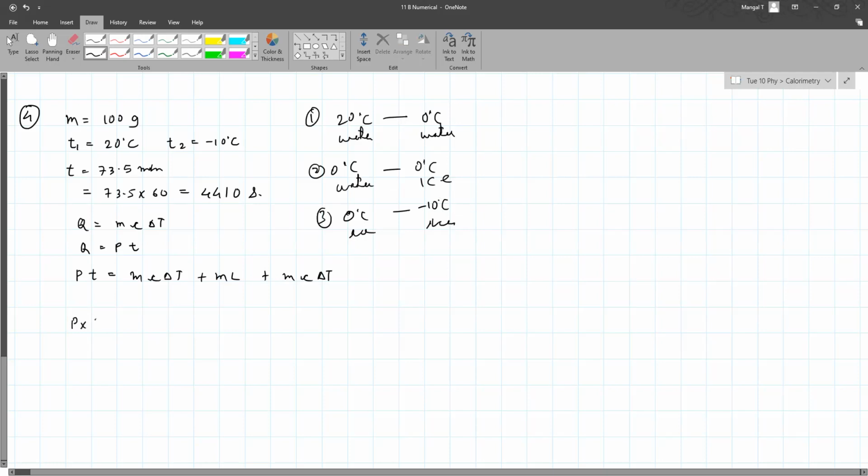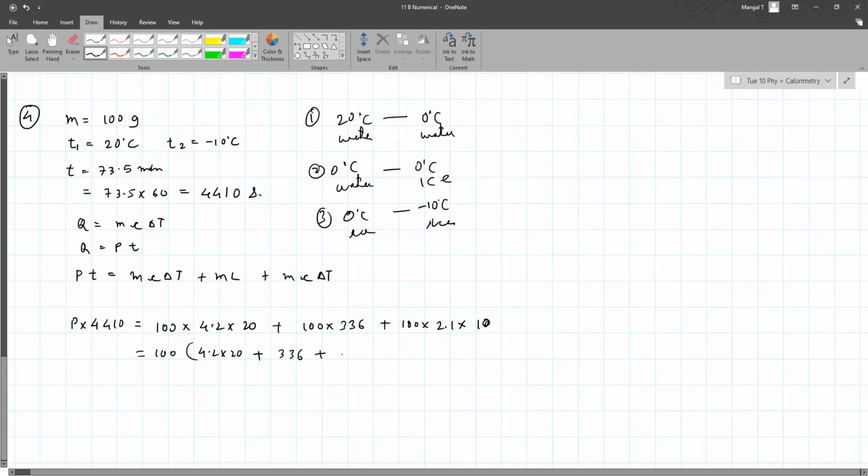This is P into 4410. This is 100 into 4.2 into 20. This is 100 into 336, plus 100 into 2.1 into 10. So this 10 is delta T, 0 degree to negative 10 degree. So I can take the 100 out. I can make this 4.2 into 20.